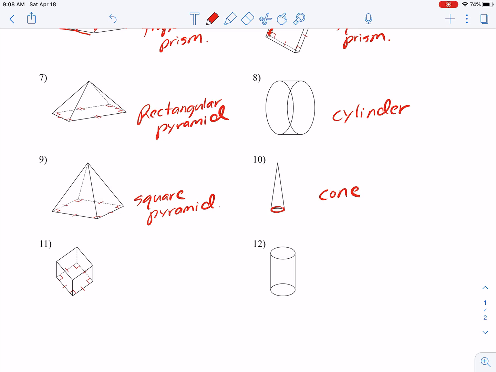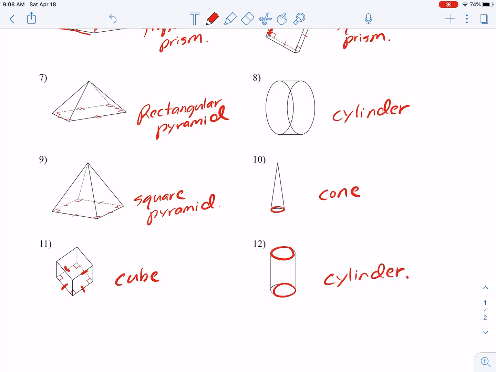Number 11, this one we can assume is a cube. Every single face looks like it's the same, 1, 2, 3, 4 congruent sides, four 90-degree angles. Six square faces would make this prism a cube. And then last but not least, number 12, two circular bases, cylinder.